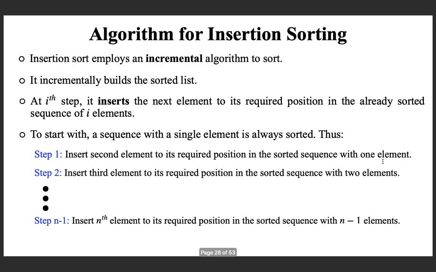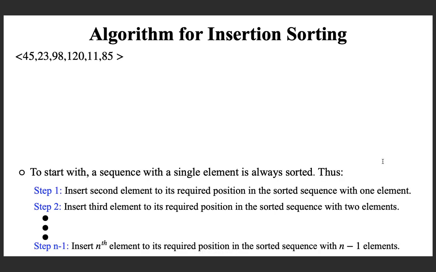Similarly, you can continue, and finally in the n minus 1th step, you already have n minus 1 elements sorted, so only one element is remaining in the other set. Take that element and insert it to the required position. I hope you are following me, otherwise an example instance will make it very clear. We are going to do that.